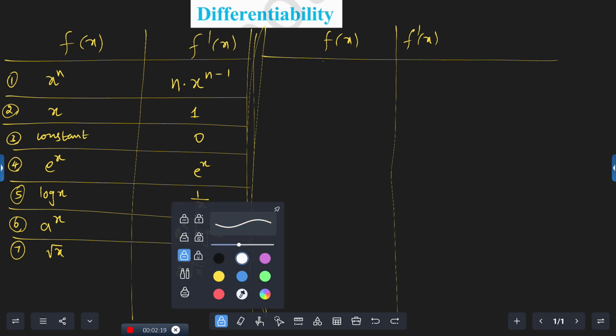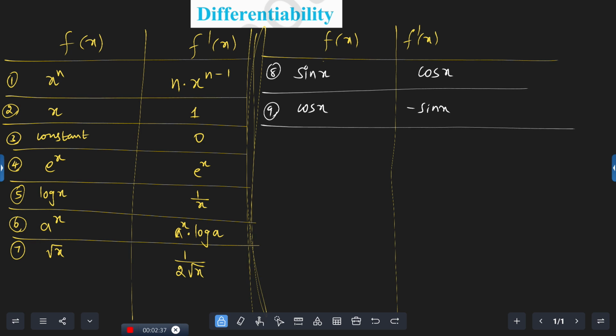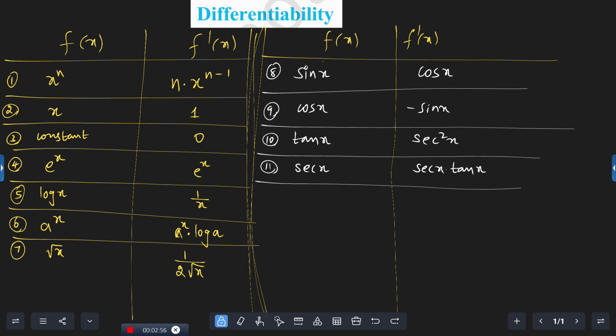So this, what is that question? Formula number 8. So derivative of sin x. Sin x is f of x. Then f dash of x, what? Cos x. Sin derivative what? Cos. And cos derivative what? Minus sin x. Next, tan derivative. Tan x derivative what? Secant square x. And secant x derivative, secant into tan. Secant into tan x. This is the formula for secant.